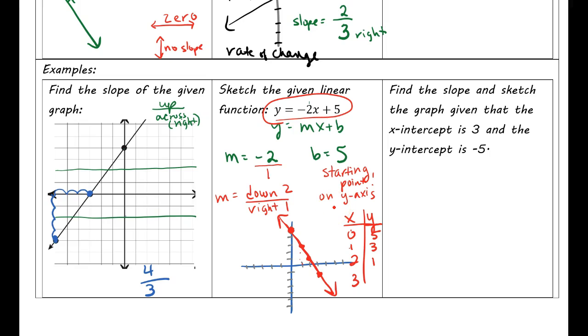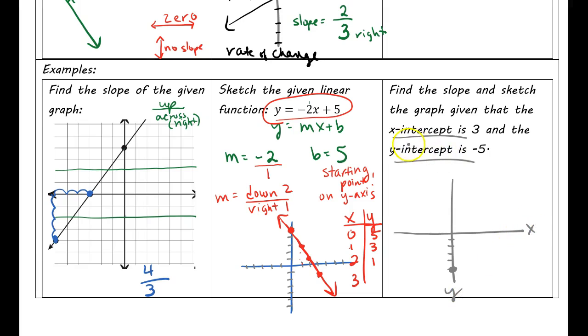All right, cool. So the last one over here: find the slope and sketch the graph given that the x-intercept is 3 and the y-intercept is negative 5. Okay, so how do we do this? Well, first we have to know vocab and what that means, and then I'm going to use my graph to figure this out. We already talked about a y-intercept. It means that you intercept the y-axis at negative 5. 1, 2, 3, 4, 5. So I'm just going to put a dot down here at negative 5 on the y-axis.